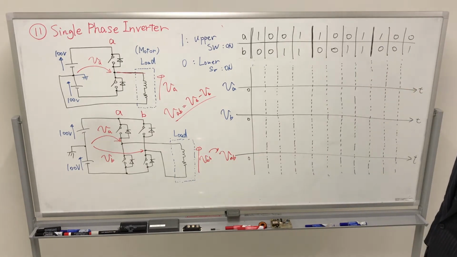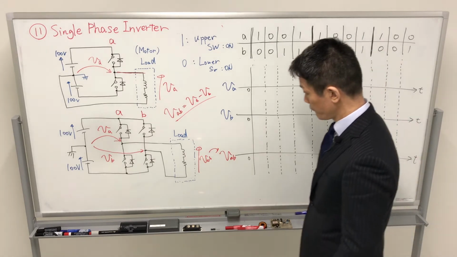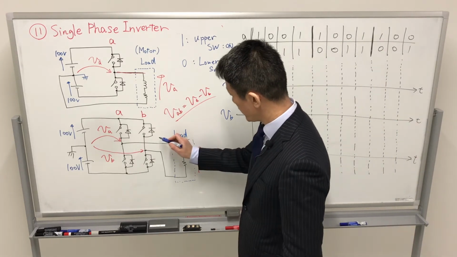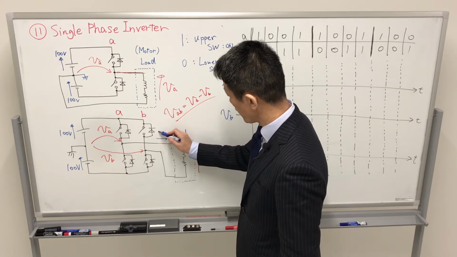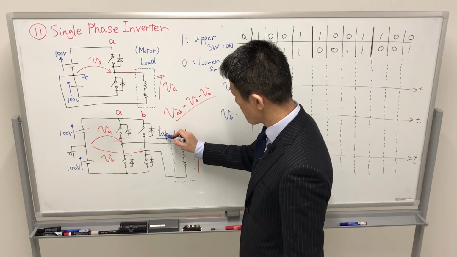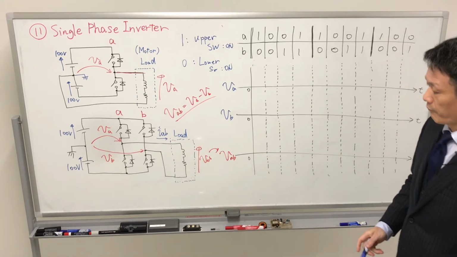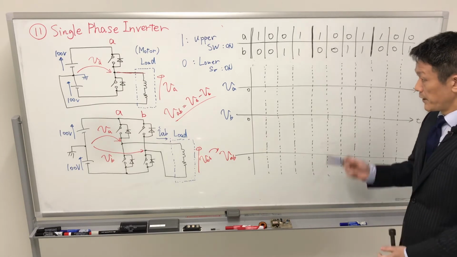And if you can, please describe the load current IAB. Let's start.